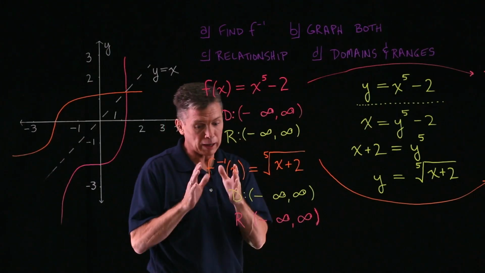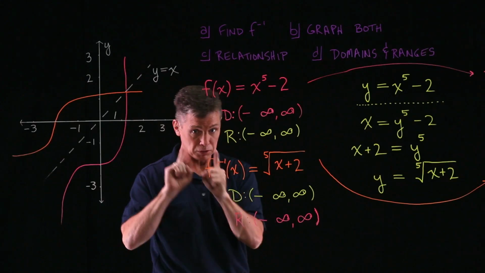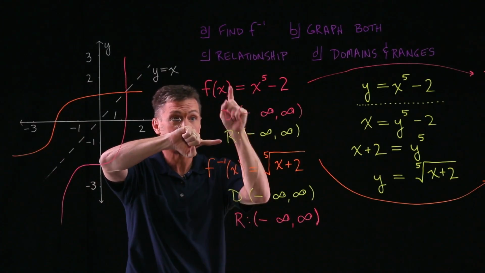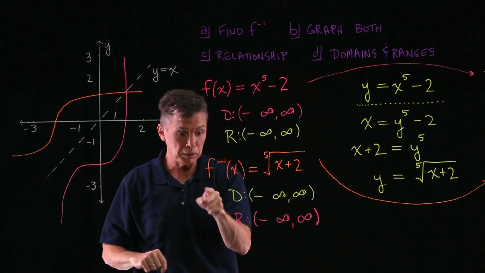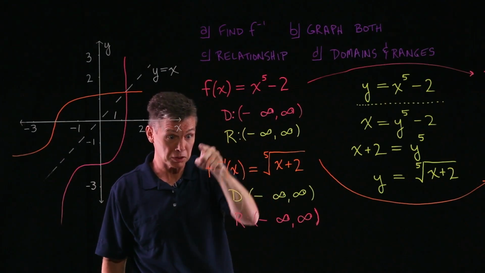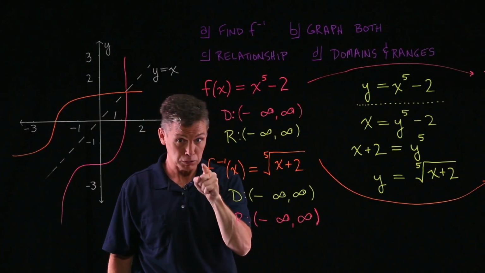Now, mine worked out nicely, but watch this, and I color-coded these for you on purpose. The range of your one function is always going to end up being your domain of the other. And likewise, the domain of the first is going to be the range of the second. Look for that in your own problems.